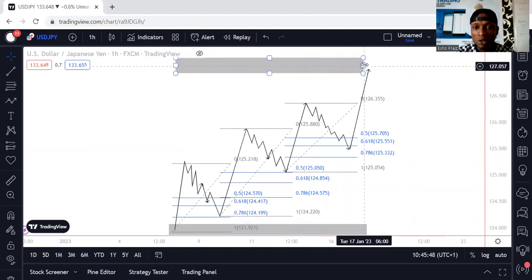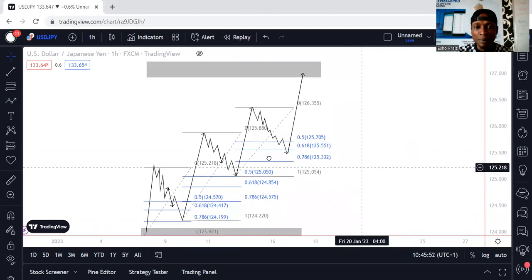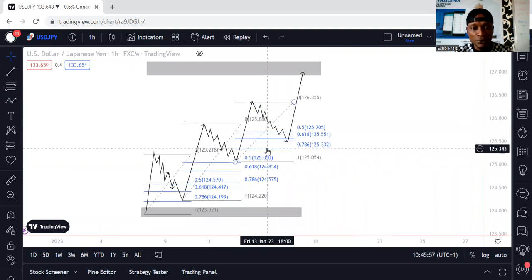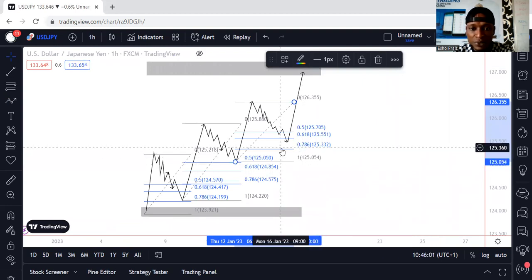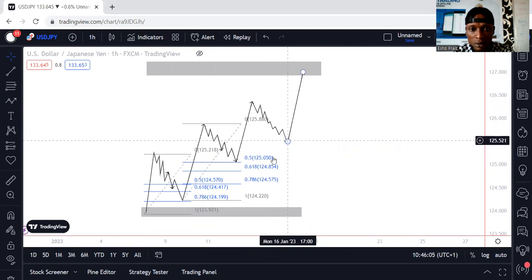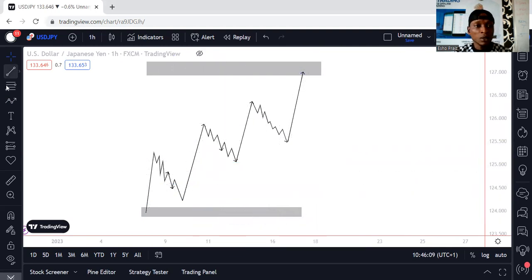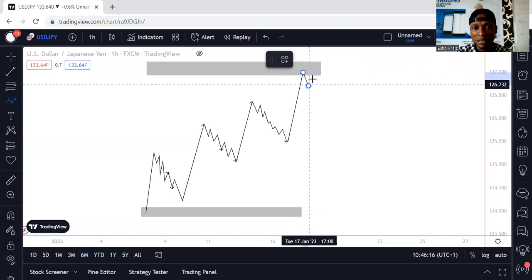So now the market has gotten to the supply zone. Now let's talk about the demand zone. Now that the market has gotten to the supply zone, let's remove everything here. Let's remove all this. Now let's talk about the drop. This is our zone. So we have expansion, retracement. We have something like this.